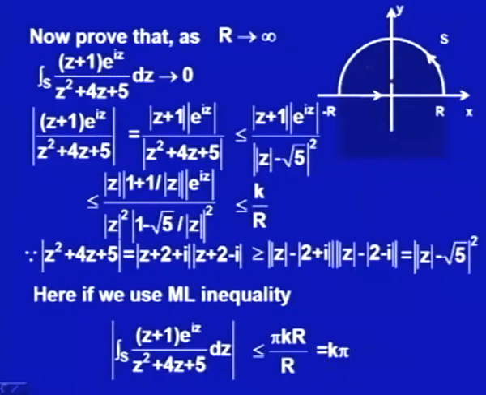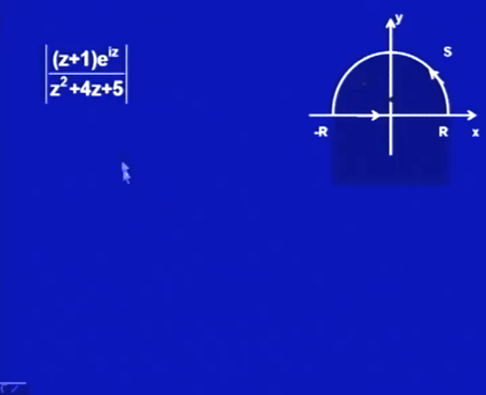So, again we have to use the method where for e to the power iz we do not take the absolute value bound as 1; rather we would try to write it as e to the power minus r sin theta, and then for the integral along the semicircle S we find a finer bound. So, again we are taking this function (z plus 1) e to the power iz upon z square plus 4z plus 5. We had just shown that this is less than or equal to mod z plus 1 into e to the power iz upon mod z minus square root 5 whole square.